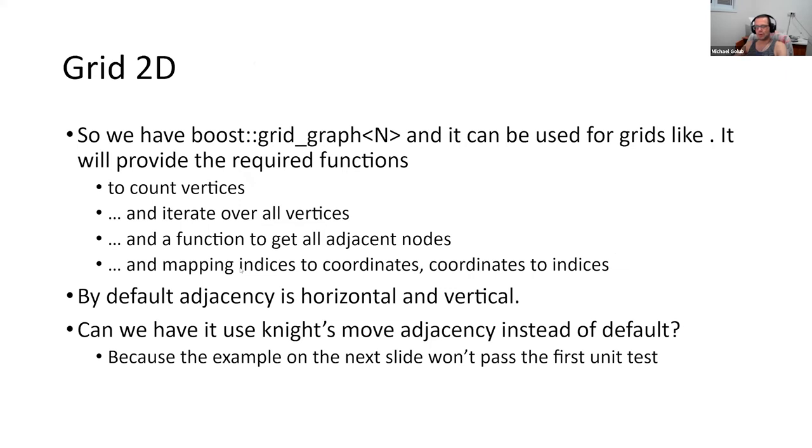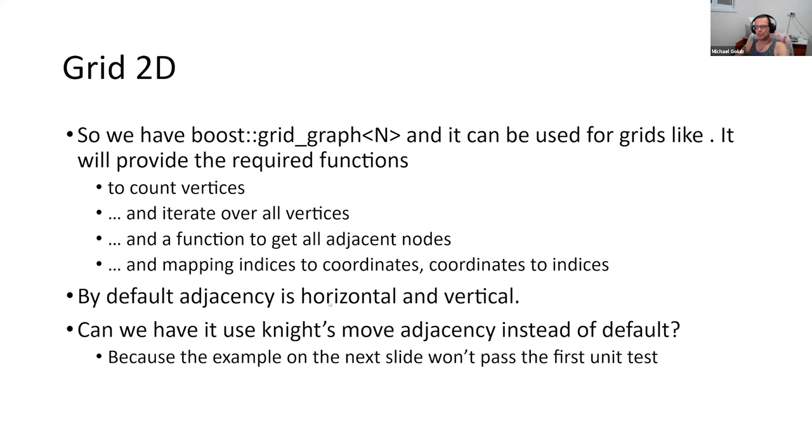We talked about the knight on the board. Board is a grid, right? So if you search Boost Graph documentation for grid, you see there is a grid graph, which takes a size as a template argument, which is a number of dimensions, and it looks like something that you want, right? So you have a grid graph of two, right? What is so nice in it? It provides all the functions needed from your concept. Okay, it implements functions to count vertices, to iterate over all vertices. Function to get adjacent nodes, maps indices to coordinates, sounds like everything that we need, right?